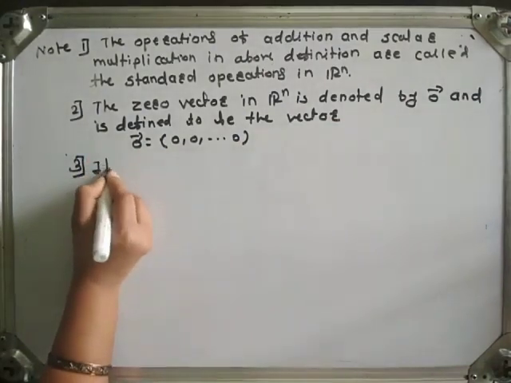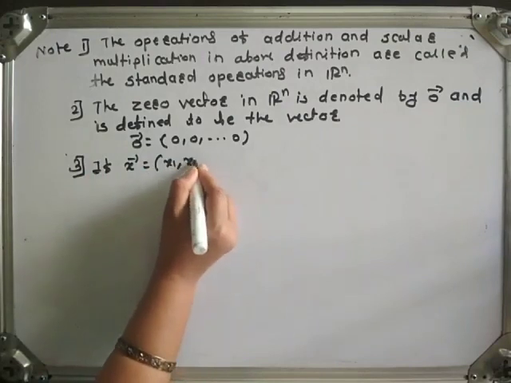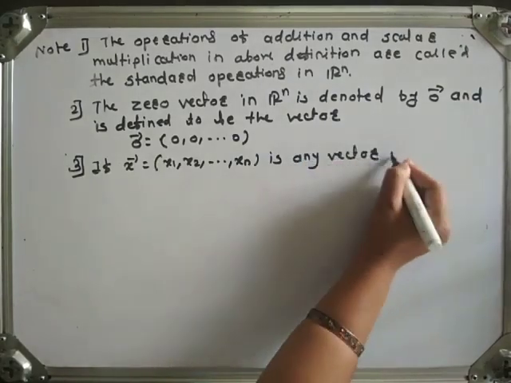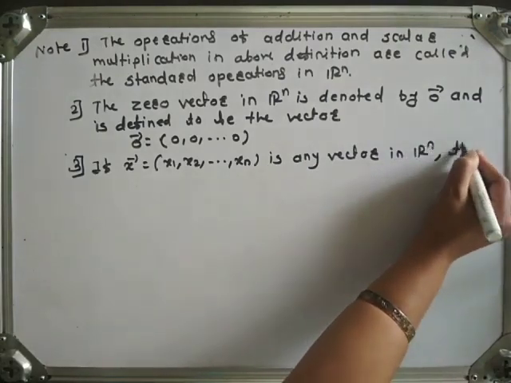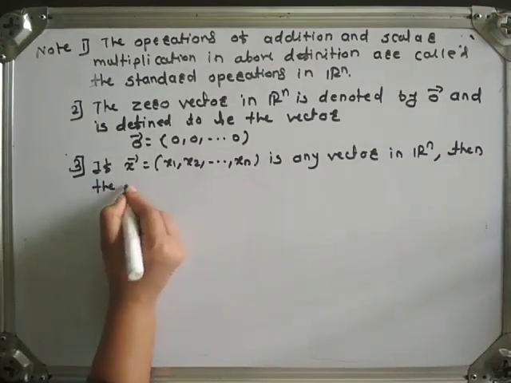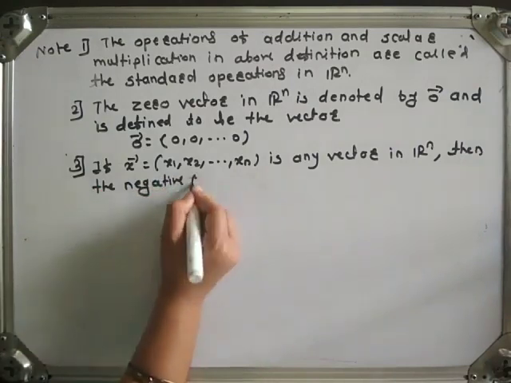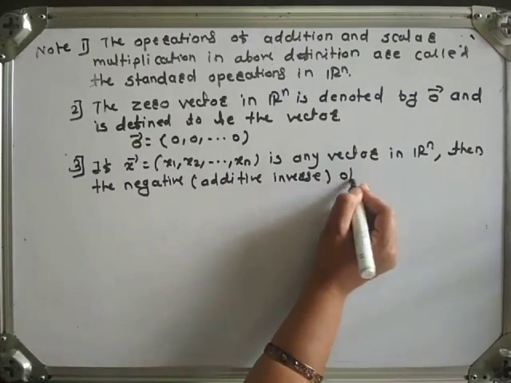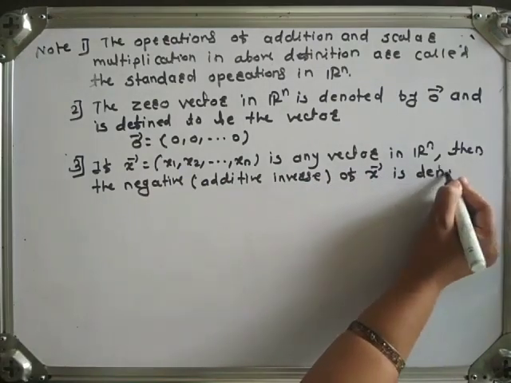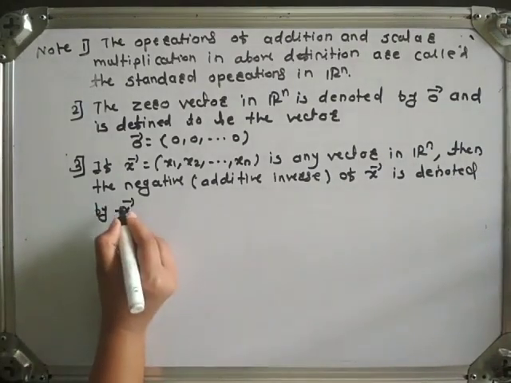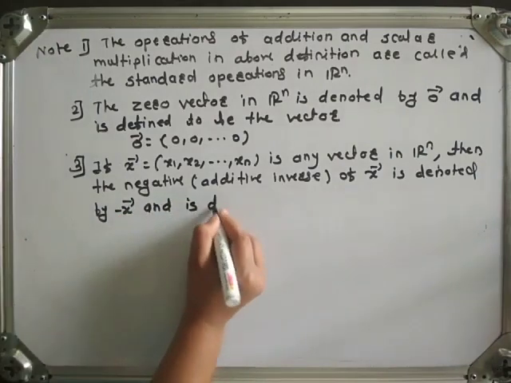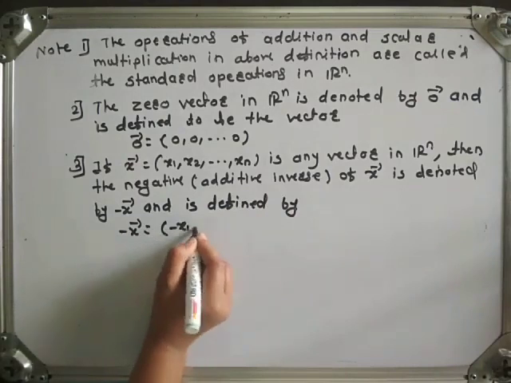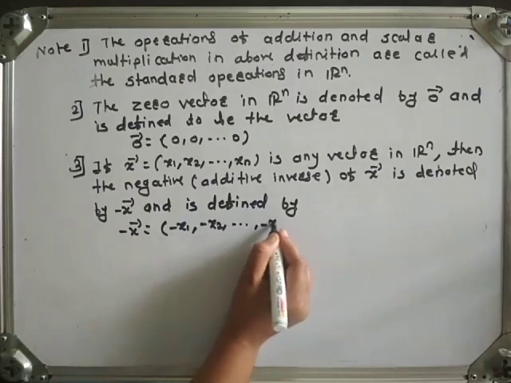Third note: if x bar is equal to x1, x2, and so on up to xn is any vector in Rn, then the negative or additive inverse of x bar is denoted by minus x bar and is defined by minus x bar is equal to minus x1, minus x2, and so on minus xn.